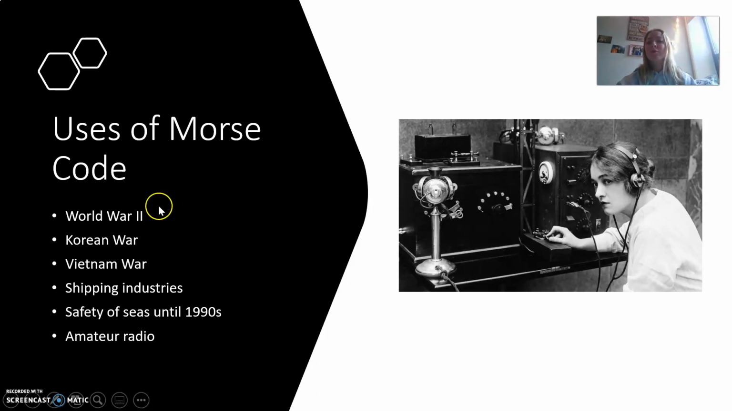Morse code was used in different wars like World War II, the Korean War, and the Vietnam War, just to be able to talk back and forth without them all being able to know what their messages were. And in this picture right here, this is the telegraph. Radio people also used it, and it decoded the information faster. And then shipping industries used it, and for safety at sea, they used it until the 1990s.